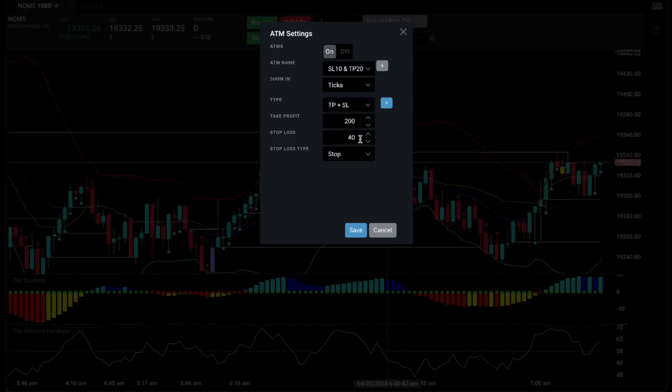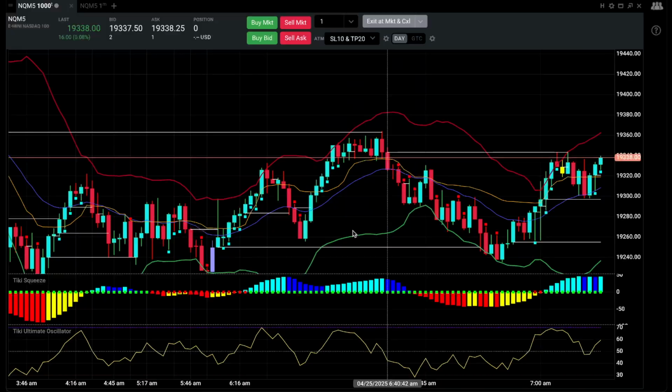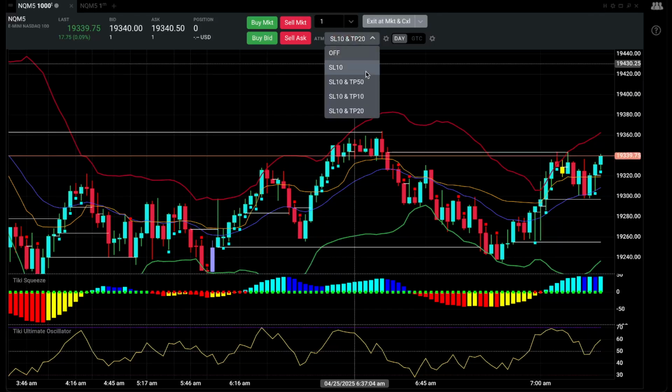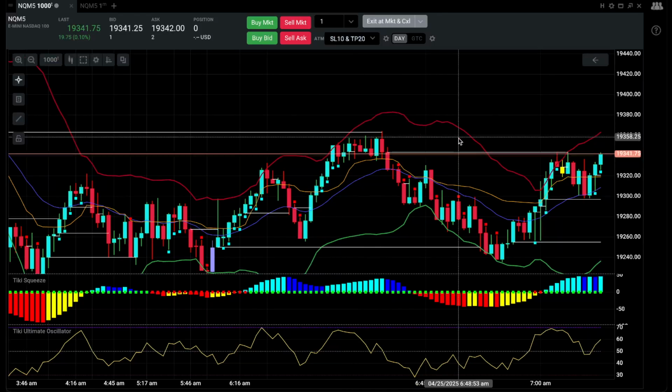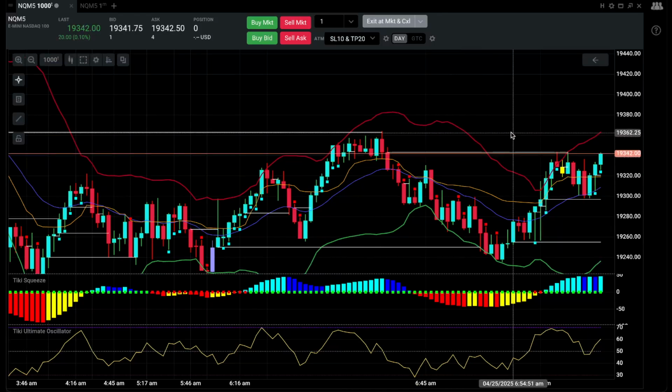And if there's 4 ticks in a point, then to have a 10-point stop loss, 10 times 4 is 40. And if we want 20 points for take profit, 20 times 4 is 80. So we're going to save that. Now it's in our list. We can choose that. And let's take a look at what's happening over here.